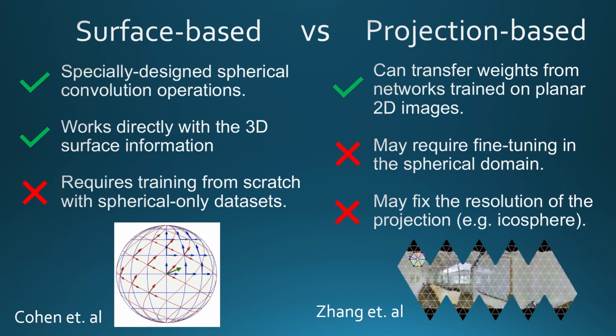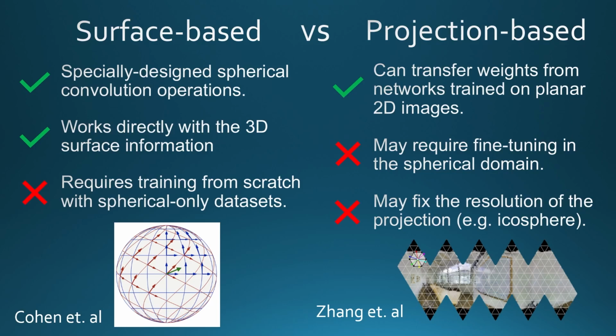The second category of techniques is projection-based, where the aim is to take what has been learned in traditional 2D domains and transfer it over to the spherical. This is done by using deformed convolutions or special projections of the sphere. These methods, however, often still require fine-tuning within the spherical domain and are limited by the nature of their fixed representations.